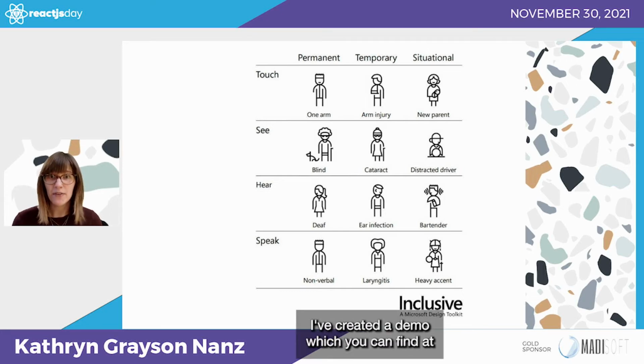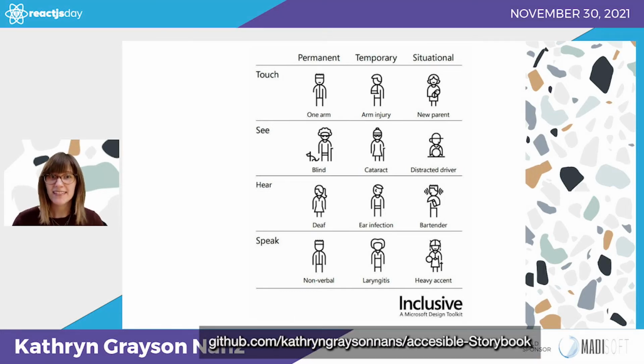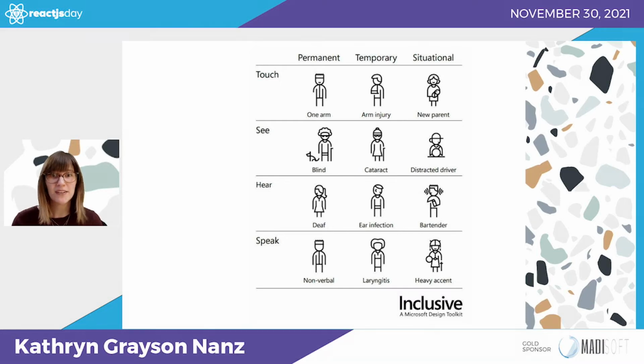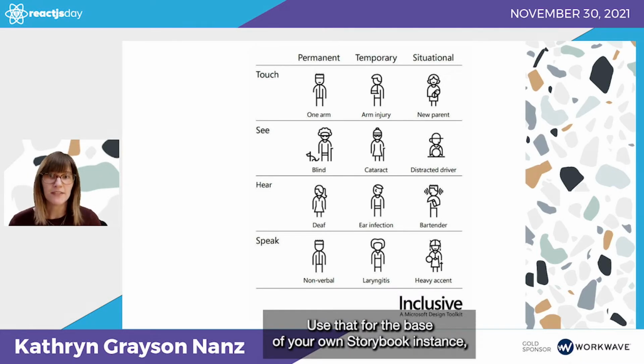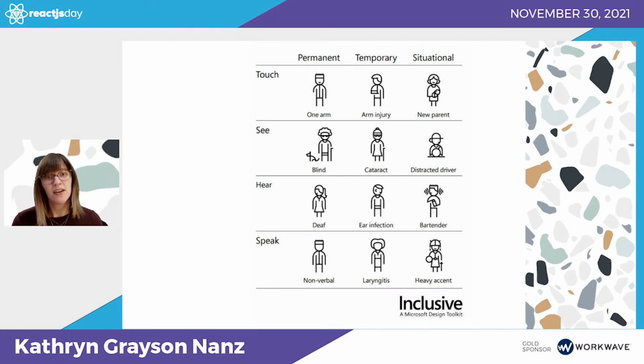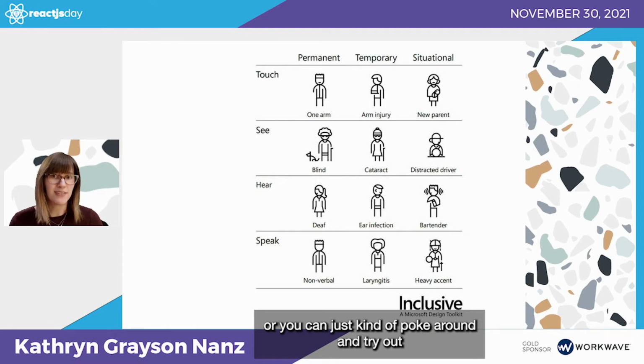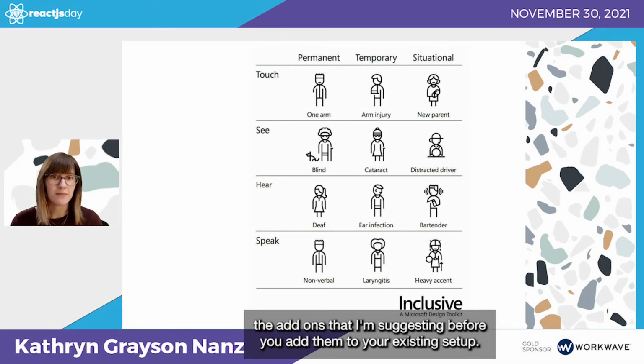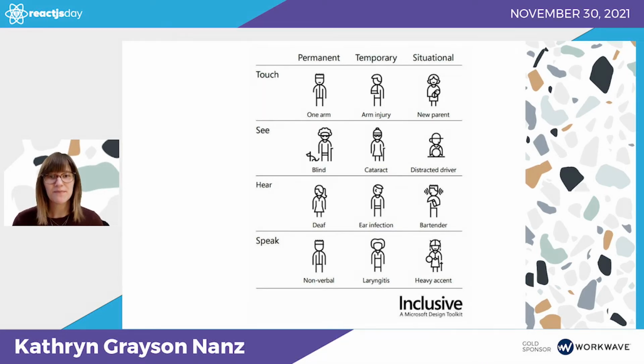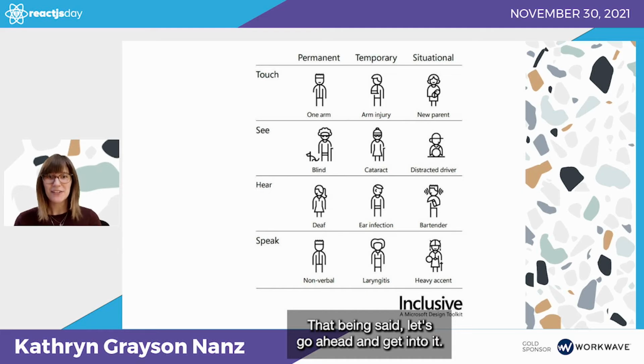I've created a demo, which you can find at github.com/KathrynGraysonNanz/accessible-storybook. You're welcome to clone it, use that for the base of your own Storybook instance, or you can just kind of poke around and try out the add-ons that I'm suggesting before you add them to your existing setup. That being said, let's go ahead and get into it.